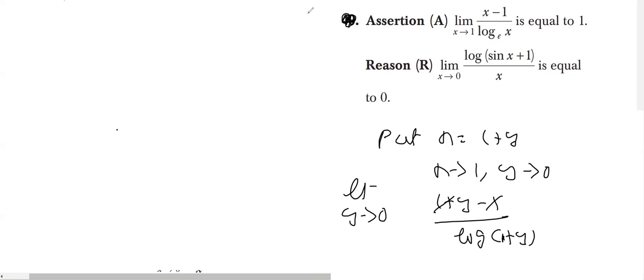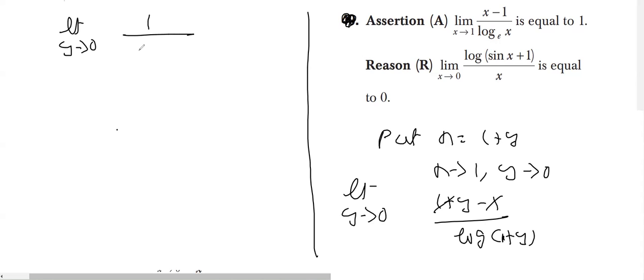So you can further see that this is limit y tends to 0. And I can write this by reciprocating it, right? This is log 1 plus y over y. So this will give you 1 here. This is what they're saying. So this is correct, right? So the assertion is true. Look for the reason here.